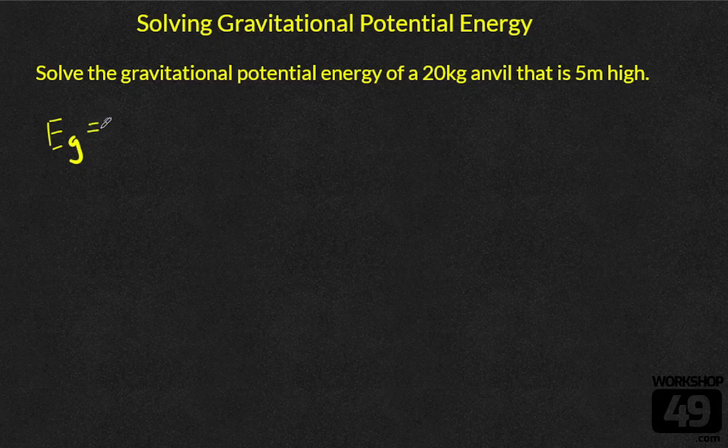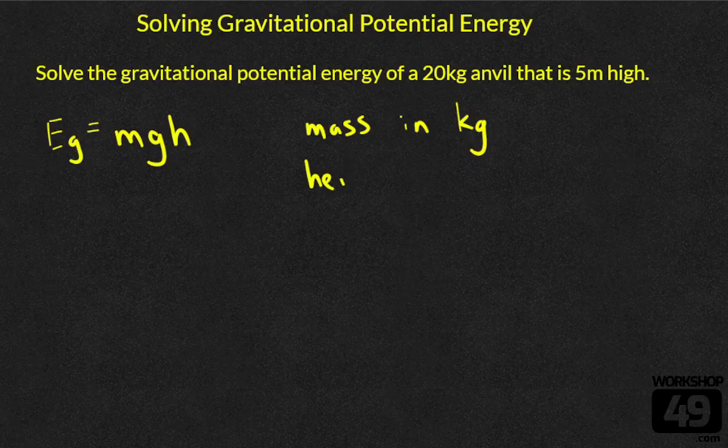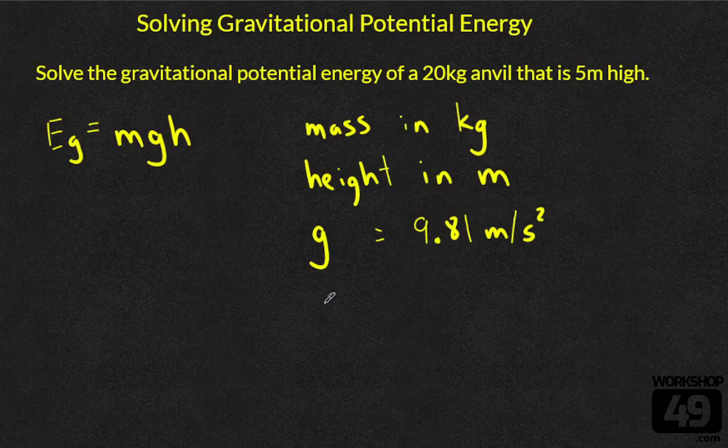Eg, which is our energy gravitational, is equal to the mass times gravity times the height. Our mass has to be in kilograms. Our height has to be in meters. And g, which is our gravity, is going to equal 9.81 meters per second squared. Our energy is going to be measured in joules. So there's all the units that you're going to have.